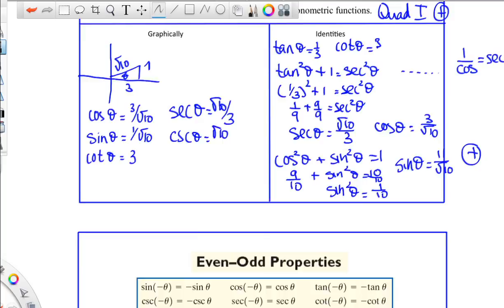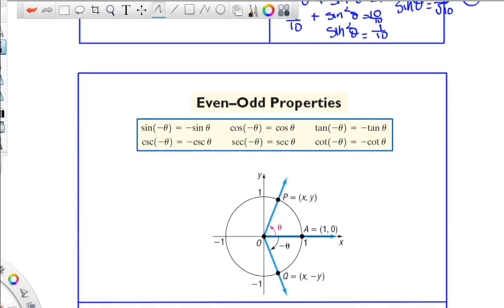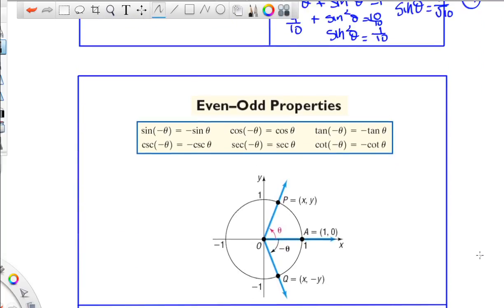Okay? We're almost done. The next set of properties you need to be familiar with are called the even and odd properties. I'm not really good at these. I sort of forget about these sometimes. But the sine and the cosecant are odd functions. I'll show you here in a minute why. The cosine and the secant are even functions, and the tangent and the cotangent are odd functions.